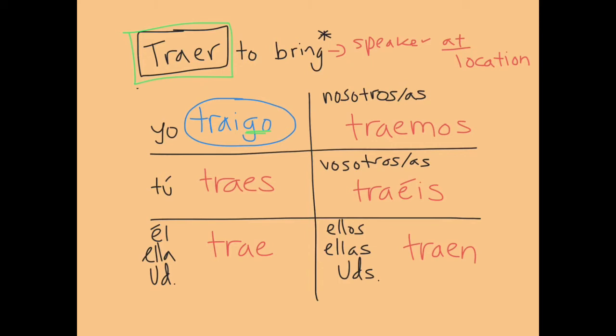Because I'm at the party, I can use traer because it's being brought to where I am. The speaker is at the location. So just be aware of that. In other situations, you would use a different verb if you're not at the location. Regardless, it is a go verb, so yo, traigo. The rest is a normal ER conjugation. Tú traes, él, ella, usted trae, nosotros, nosotras traemos, vosotros, vosotras traéis, ellos, ellas, ustedes traen.